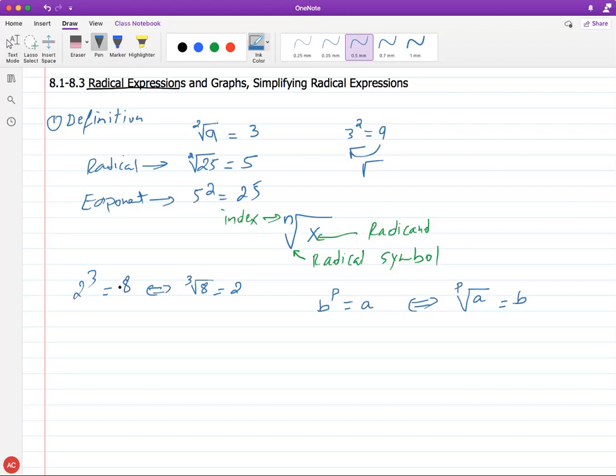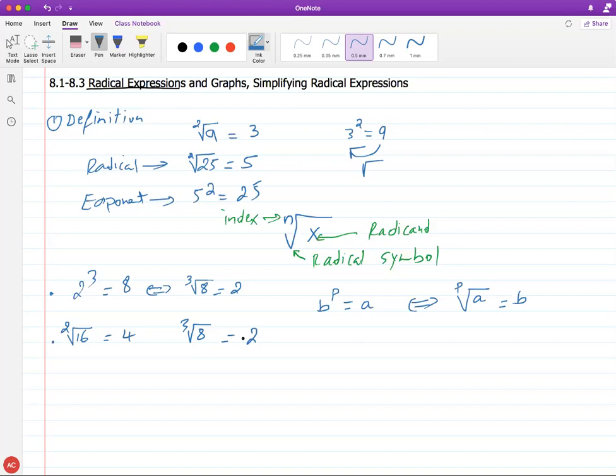So let's see how to simplify. Let's go back to a simple example here, 16 and 2. The radical of 16, index 2, you think of it this way: what number multiplies by itself twice to get 16? 4. And when you do the radical of 8, as we did here, you say what number multiplies by itself 3 times to get 8? 2. That's right.